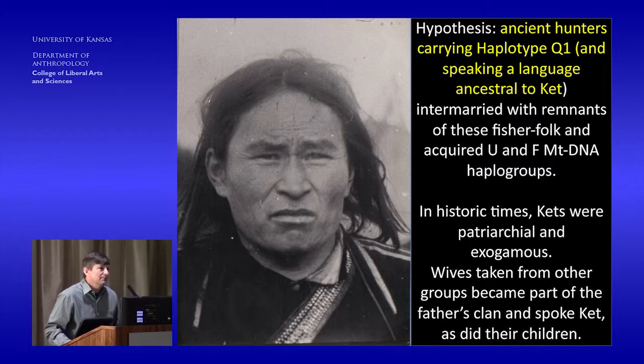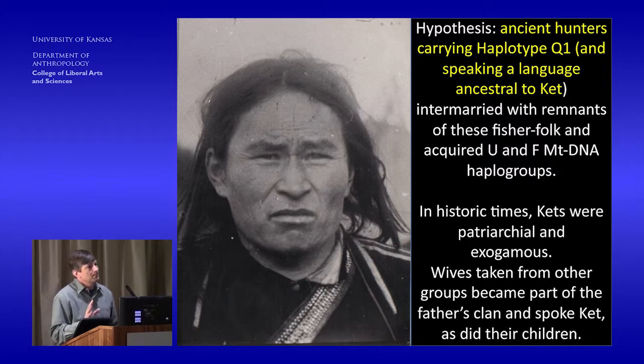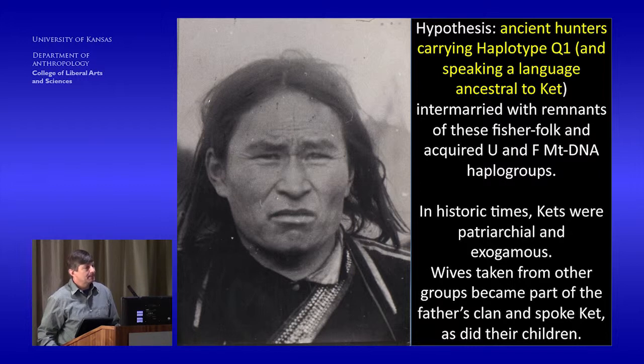In historic times, the cat people were patriarchal. They were exogamous. It was the males who controlled the society, and women, females from other groups, were inducted into the cats, and they became cats. They became speakers of cat. Their children were speakers of cat. So there was a male-dominated exogamy. My suspicion is that this is partly why the mitochondrial DNA is so much more diverse among the cats, and the male is not diverse, and in my opinion is ancient and connected with the language.